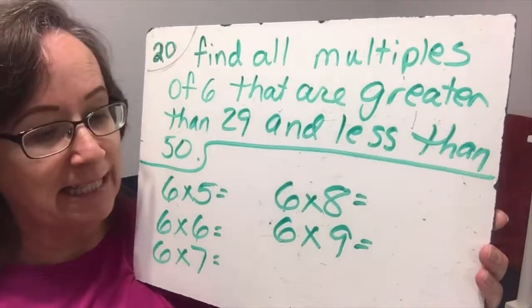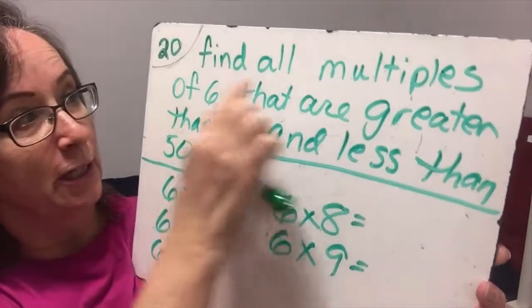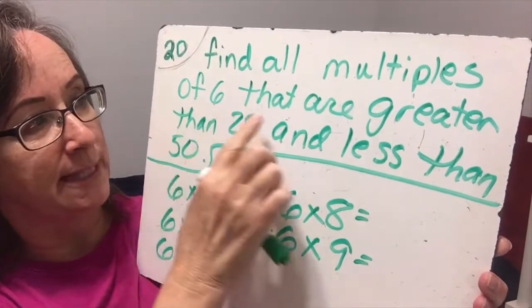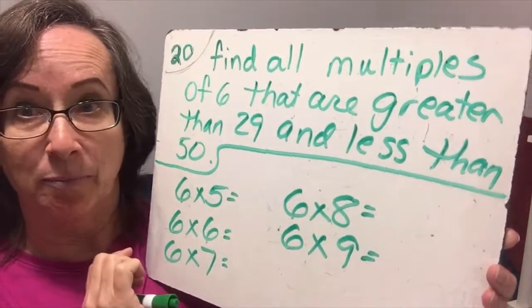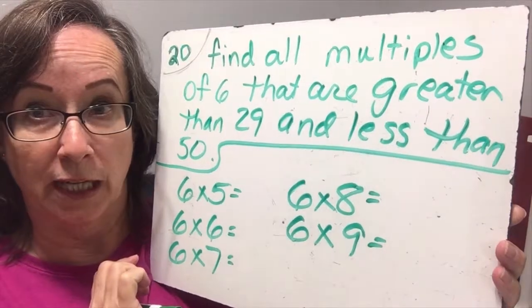Okay, this is our last practice problem. I want you to look at the problem, find all multiples of 6 that are greater than 29 and less than 50, and pause your video.